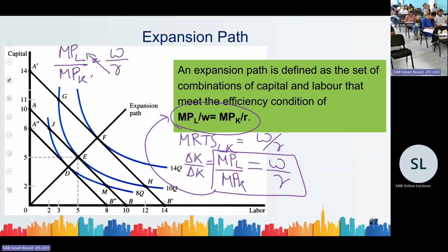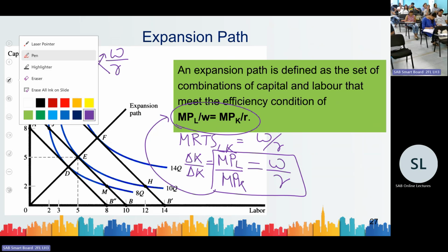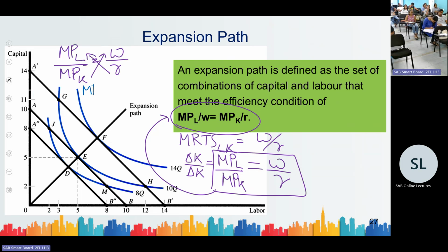We use cross multiplication. Then it will be MPL into R equals MPK into W. Then I bring W to the left side, so it will be MPL divided by W. Then I bring R to the right hand side, so it will be MPK divided by R. So this condition is derived from the basic equilibrium condition.